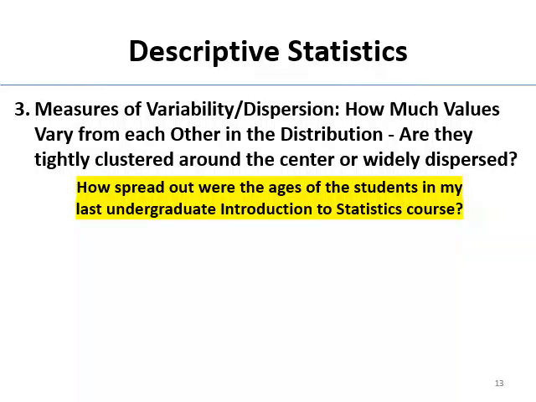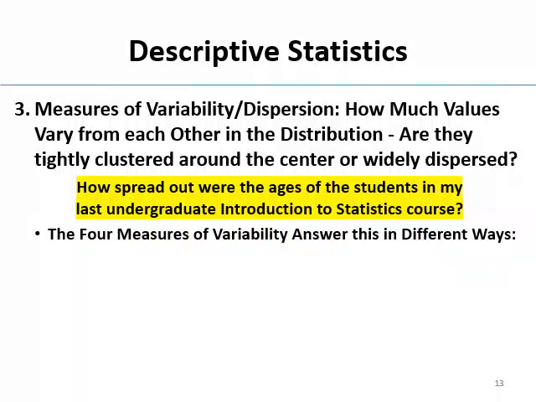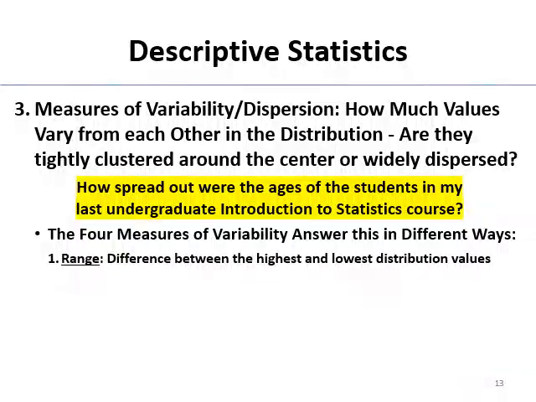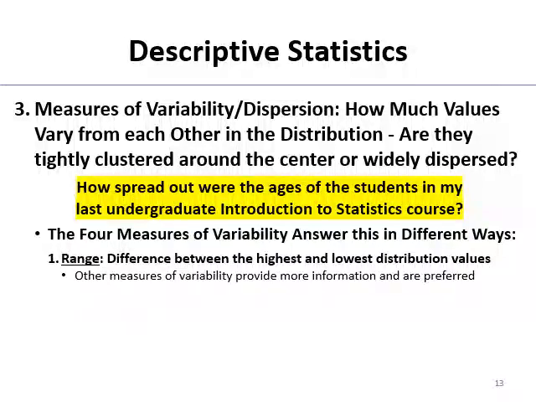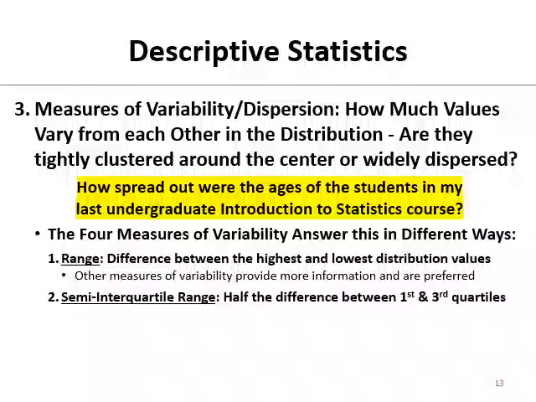So how spread out were the ages of the students in my last intro to stats course? There are 4 different ways to answer this. First, there's the range. Technically, it's just the difference between the highest and lowest scores in a distribution. You subtract them. Again, like the mode, it's not that great of a measure of dispersion. The other ones provide more information. The range is really affected by even one score and doesn't use the magnitude of differences very well. So the range isn't that great.